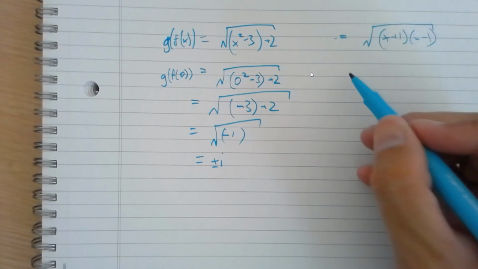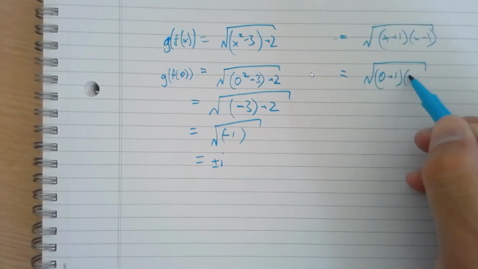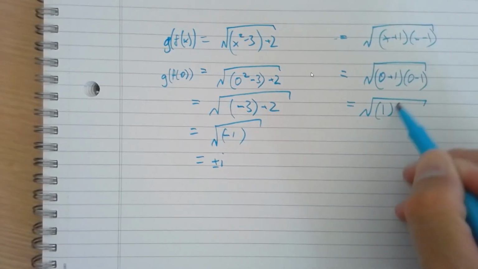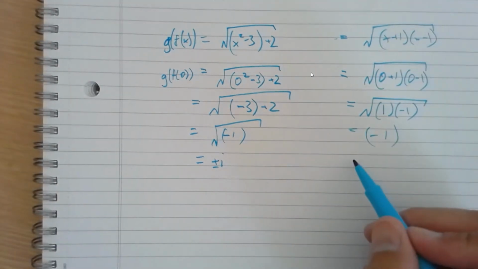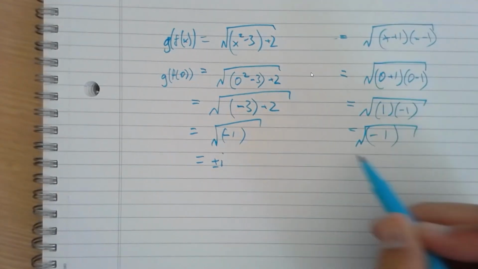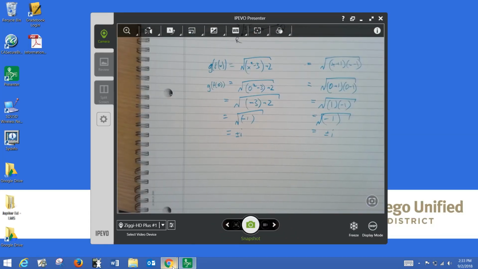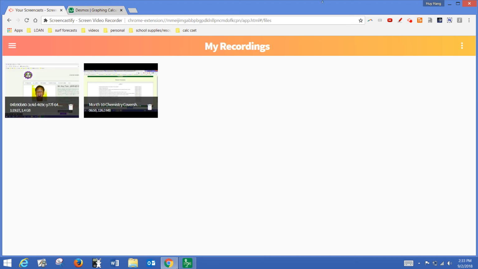Let's try that again here. 0 plus 1 times 0 minus 1 would equal the square root of 1 times -1 again, which is -1. That does not give me a real number. That gives me plus or minus i. Again, why does that not work? Because on this graphing system, we cannot represent imaginary numbers. You can only represent real numbers. Okay? So there you have it.